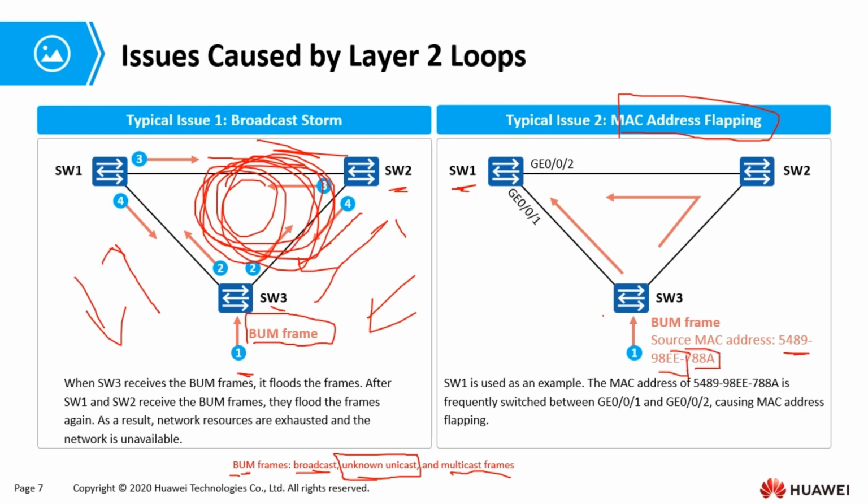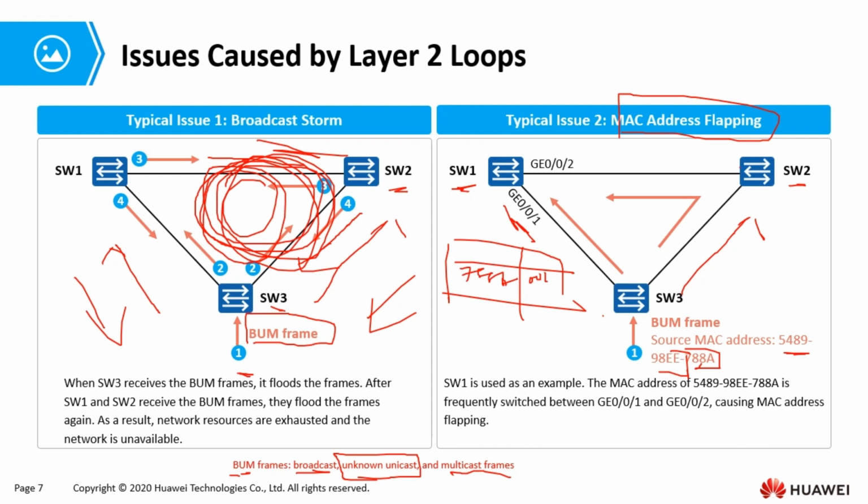788A, and you receive it on interface G0/0/1, you learn the source MAC address and generate your MAC address table. So this MAC address 788A is from interface 0/0/1. Then you receive from switch 2 the BUM frame. So what happens? Switch 2 also doesn't know who the receiver is.